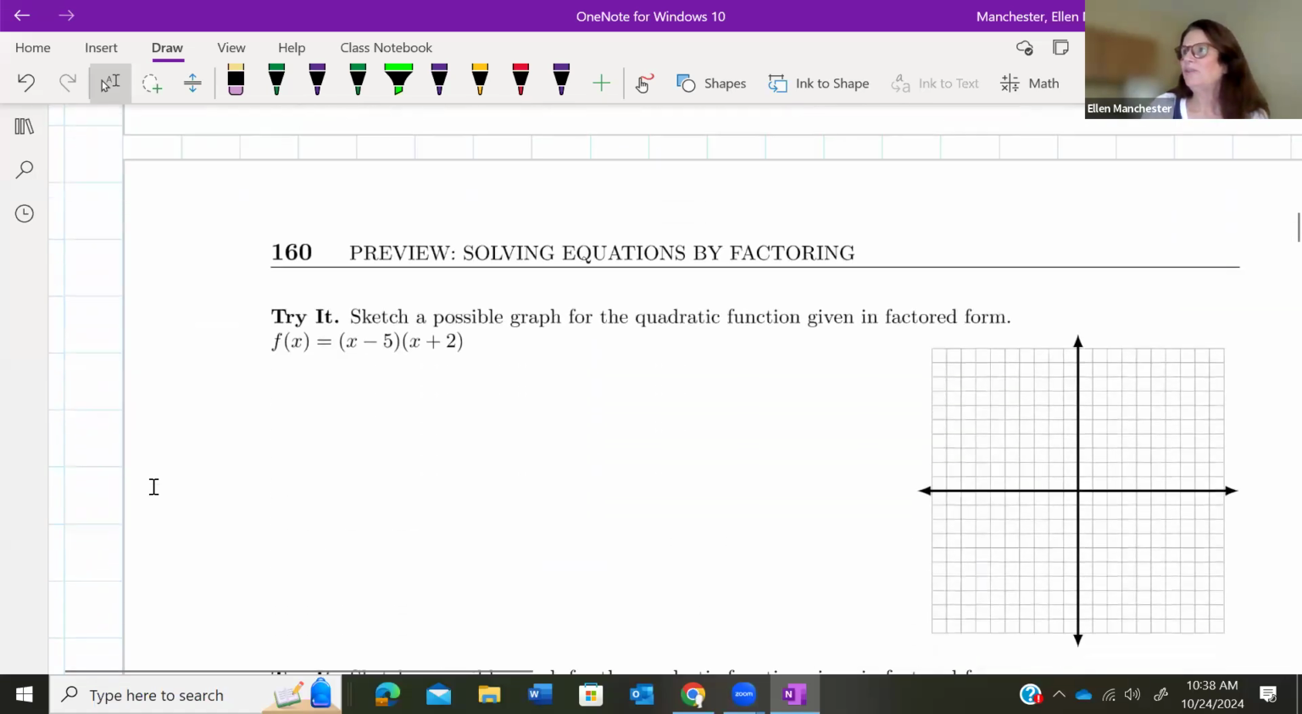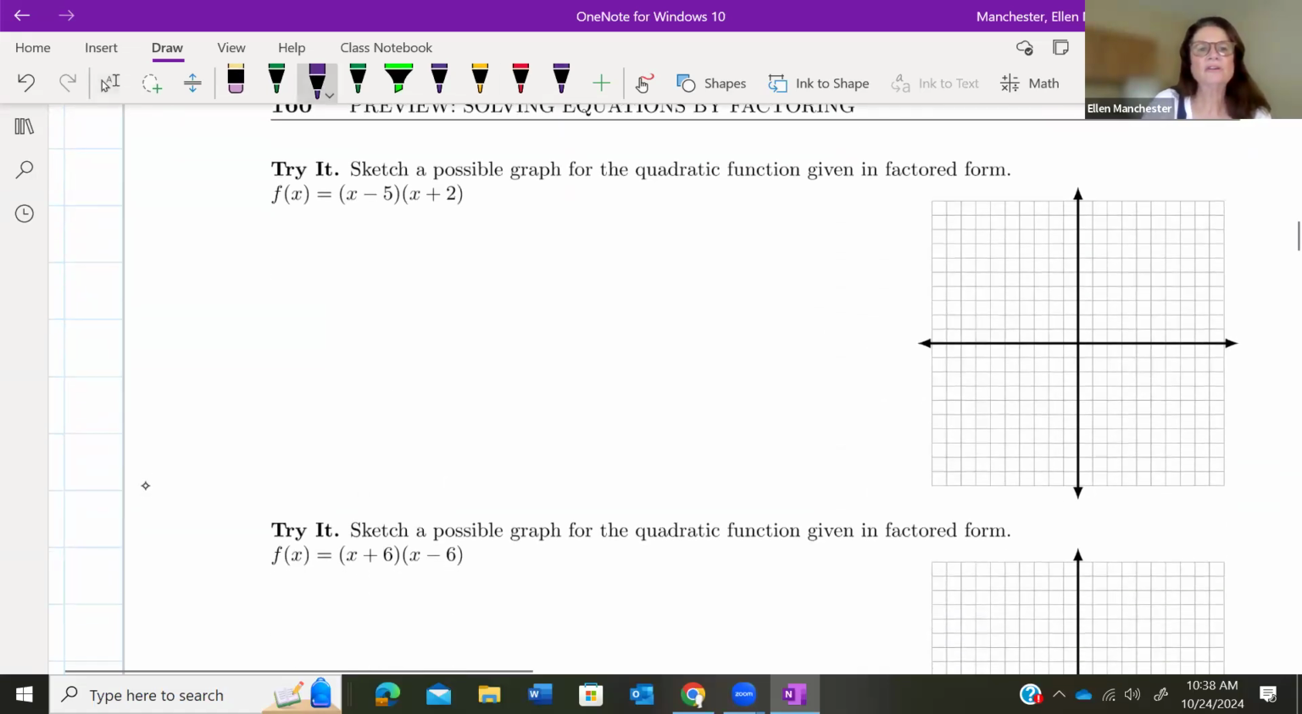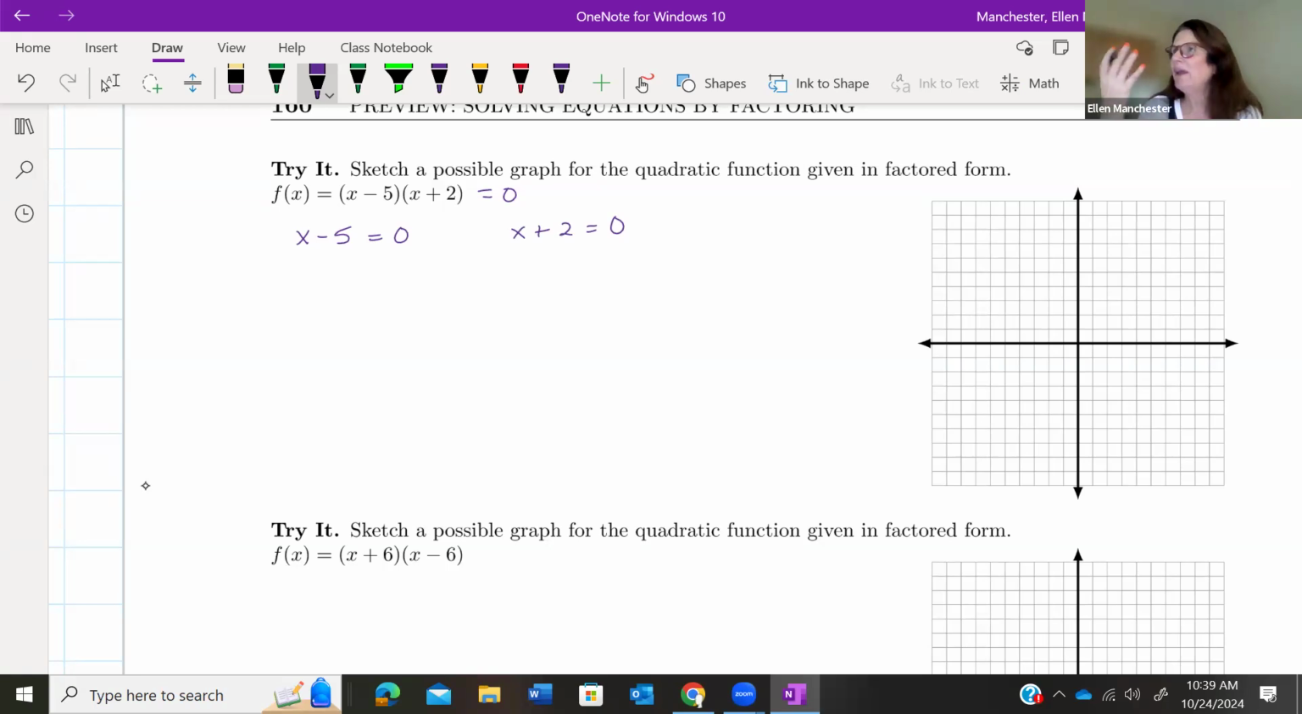Okay, so what this means is when you have something that's already factored, if this equals 0, so this is page 160, all you're going to do is take each factor and set it to 0. I take my x minus 5 factor, set it to 0. And I take my x plus 2 factor and set it to 0. And then I solve. These are just one-step equations. Okay, so what that means is I have an x-intercept at -2, and then another one at 5. 1, 2, 3, 4, 5. This is where my parabola crosses my x-axis. So it's just a little sketch.